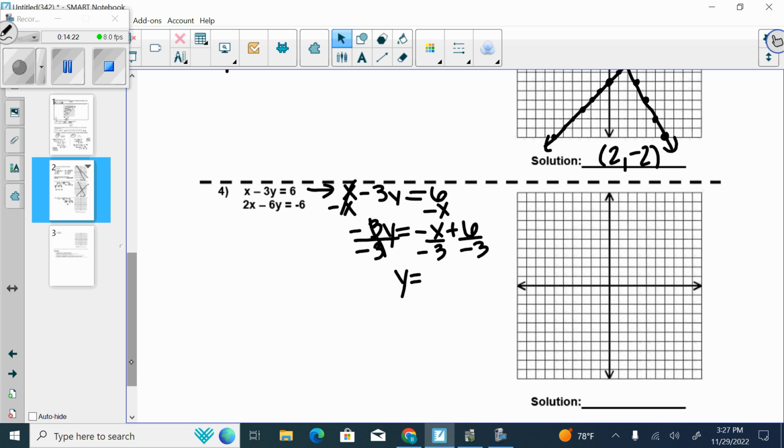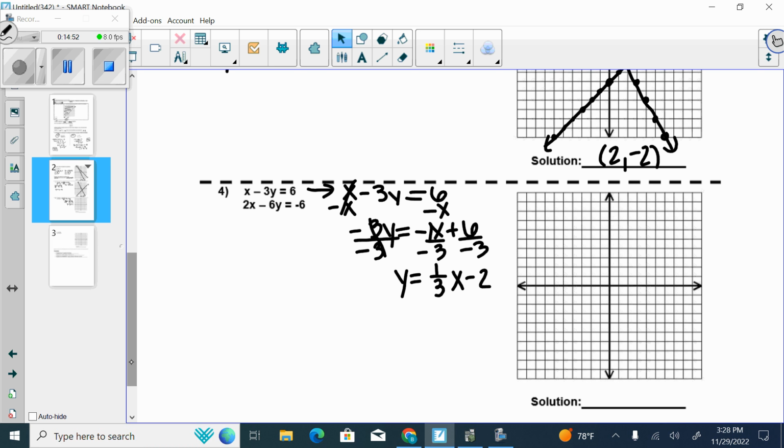Okay, I can't divide x by 3, but what's the secret number that's there in front of x? 1. So I've got negative 1 divided by negative 3. I can't actually divide them because it's going to give me a decimal, but two negatives do make a right. So we've got positive 1/3 x. And what's positive 6 divided by negative 3? Negative 2. Good. All right, so now this one's ready to graph.